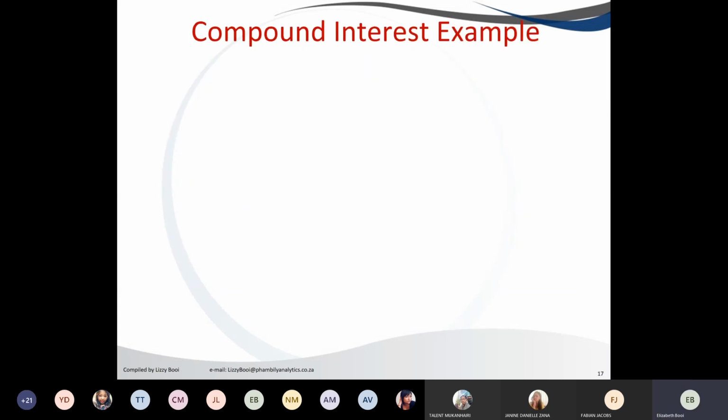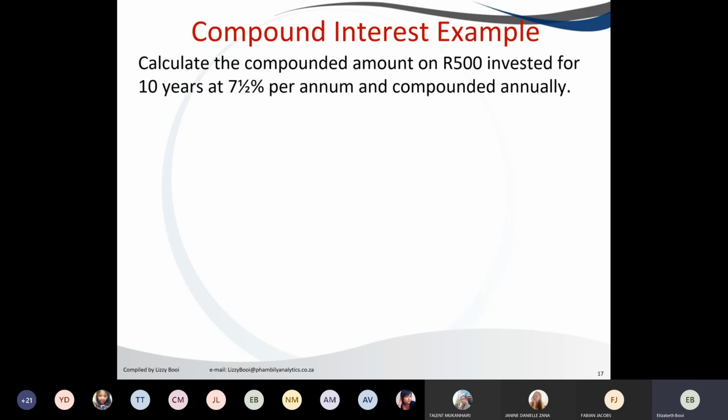Let's look at an example. Let's say we want to calculate the compounded amount of 500 invested for 10 years at 7.5% per annum, compounded annually.